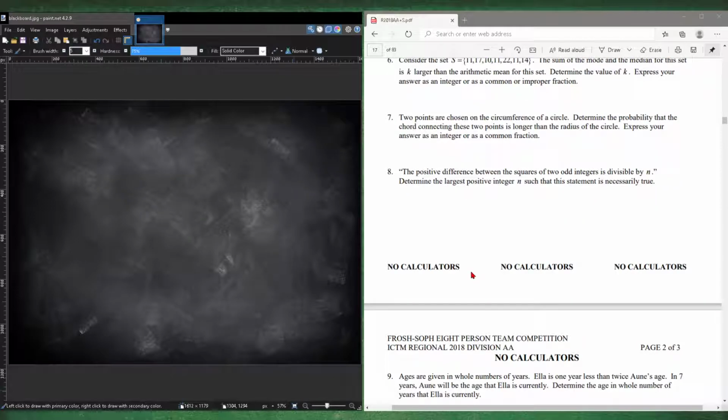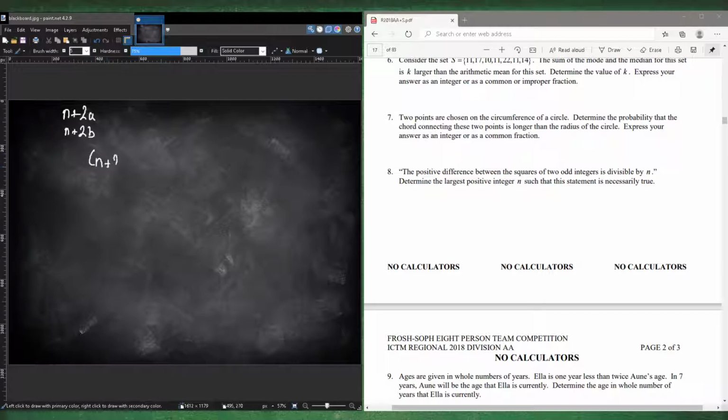Number 8. The positive difference between the squares of two odd integers is divisible by n. Determine the largest possible integer n such that this statement is necessarily true. So basically, let's just define our integers. So let's say n is odd. So our first number would be n plus 2a, and our next number would be n plus 2b. Because if a and b are integers, any integer multiplied by 2, which is even, makes it even. And even plus an odd is odd. So these two are definitely odd.